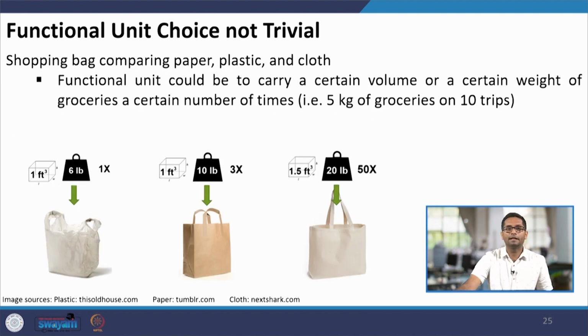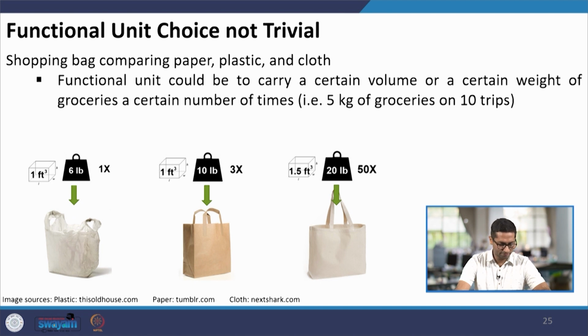Further, some of you might think that the choice of the function unit is very easy or very trivial. Let us try to understand with the help of another example that it's not very easy after all. Suppose the task that I have in hand is that I want to compare a plastic bag with a paper bag and a cloth bag. Now all the three different bags would have different weight carrying capacity, volume carrying capacity, and different lifespans, like how many times they could be used. So let us take a hypothetical case.